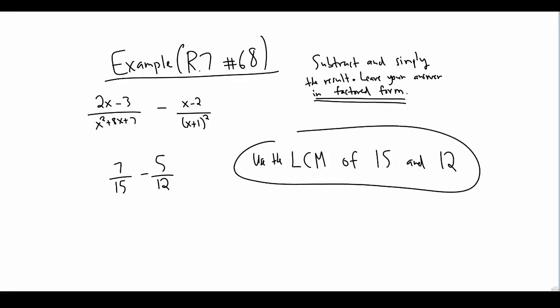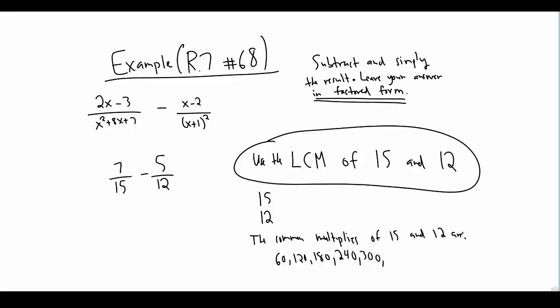What is the LCM of 15 and 12? Let's write down 15 and 12. What's the LCM? Let's first write out the common multiples, and then pick out the least common multiple. Common multiples are 60, 120, 180, 240, 300, etc. And it turns out that the least common multiple is 60. How do we compute that, though? How do we actually compute the least common multiple?